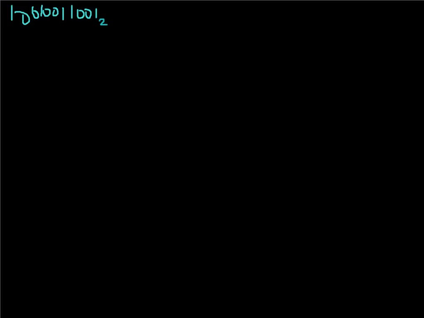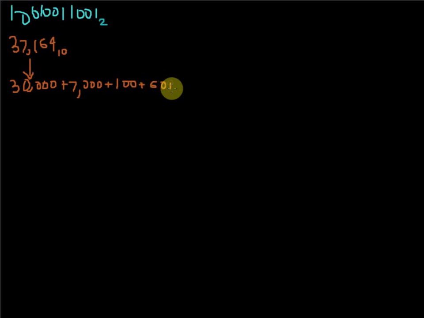Before I answer that question, let's get back to the decimal system and talk about place value. Let's pick a random number, say 37,164. So let's indicate that this is base 10. So we can break down this number into 30,000 plus 7,000 plus, not plus 6, plus 100, my mistake, plus 60 plus 4.